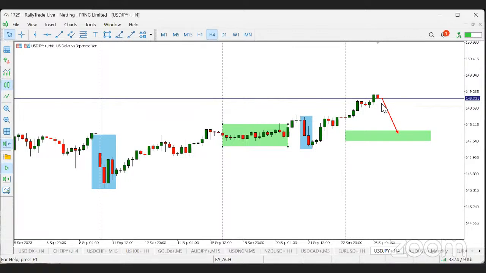I would suggest we look at other instruments that can give us better or higher probability than USD JPY. All right, so what I have just said about USD JPY is my observation over time on this particular currency pair.